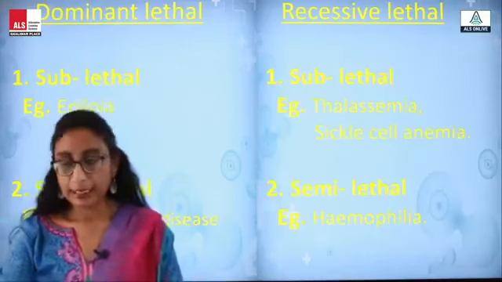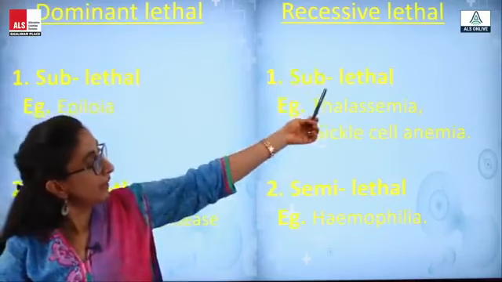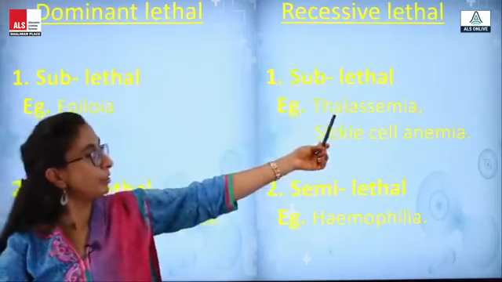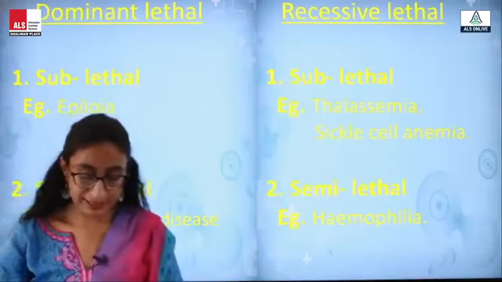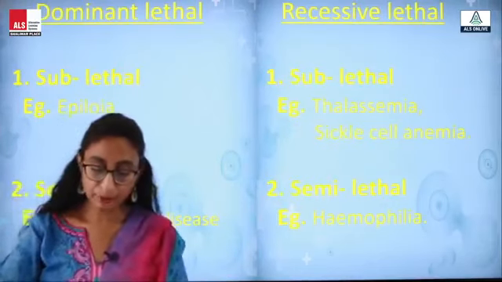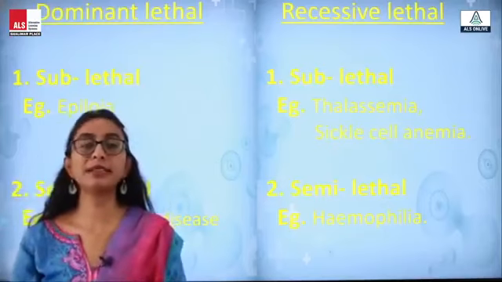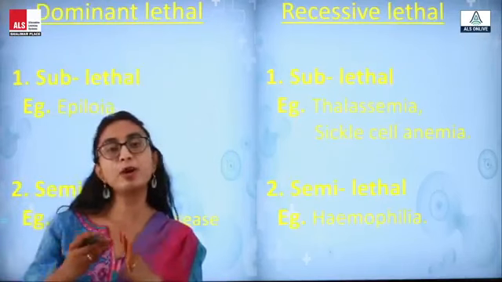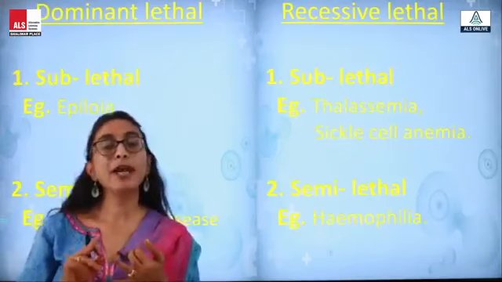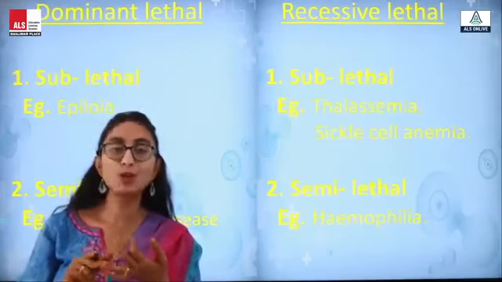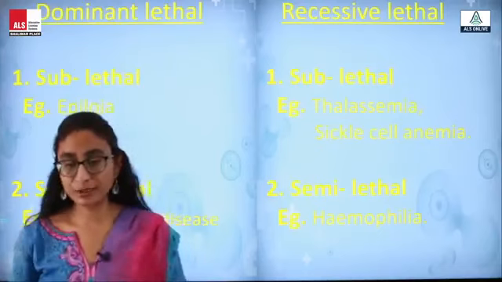Next, moving on to recessive lethal. Under recessive lethal, we have sublethal. The best examples for that are thalassemia and sickle cell anemia. What is thalassemia? Here, the body does not make enough hemoglobin, which is a very important protein of RBC. We know blood has different components, right? Red blood corpuscles, which we call erythrocytes, white blood corpuscles, which we call leukocytes, and platelets, isn't it? So how does an RBC look?